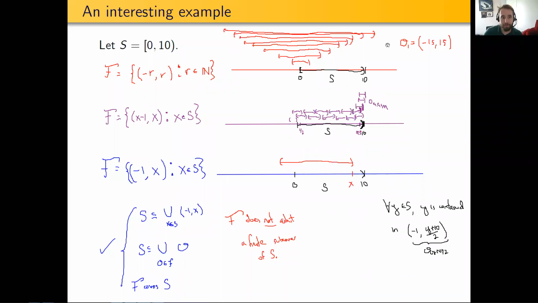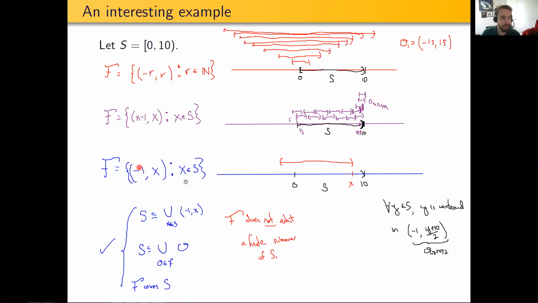All right, hey everybody. We are starting this video where we left off the last one. We were looking at a specific example. S is the half-open interval from 0 to 10. And what we saw is that we examined three different open covers of S, one of which, this first one, admitted a finite subcover, and the other two did not admit a finite subcover.